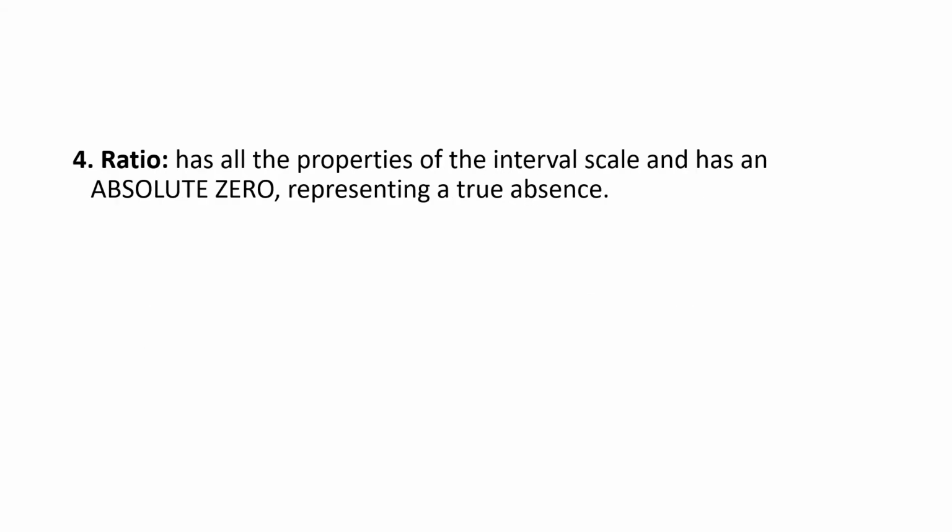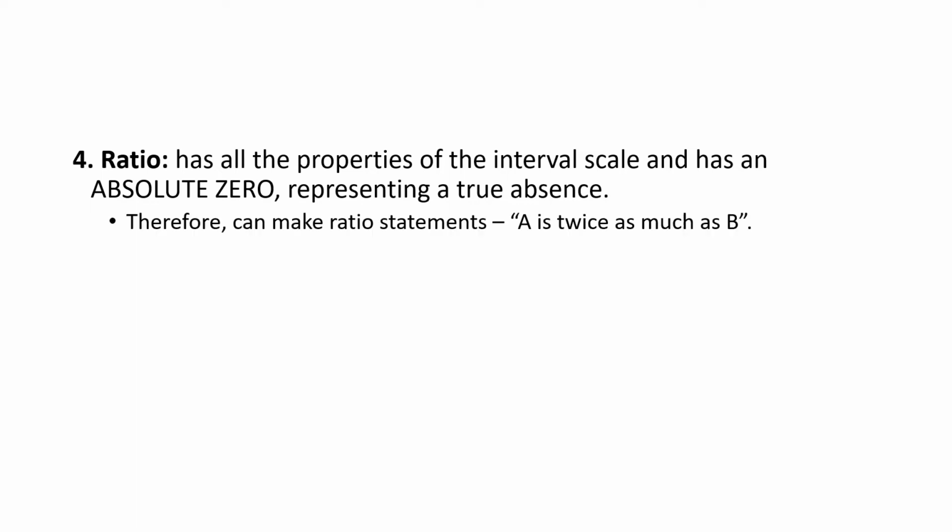And the final one is ratio. Ratio has all the properties of interval, but it has an absolute 0, meaning that 0 means a true absence of something. Therefore, we can make ratio statements. A is twice as much as B. So examples here are Kelvin temperature scale, where a 0 means the absence of temperature, or height, specifically when measuring from the ground. Let's talk about that and show what I mean and see the difference between interval and ratio.